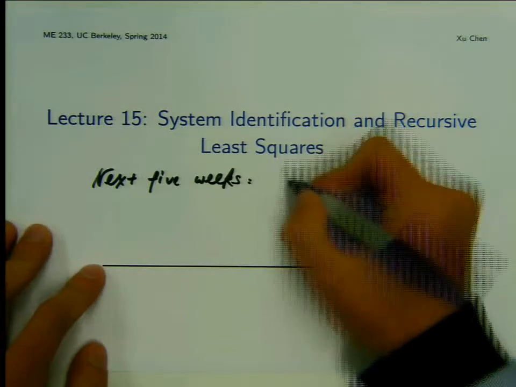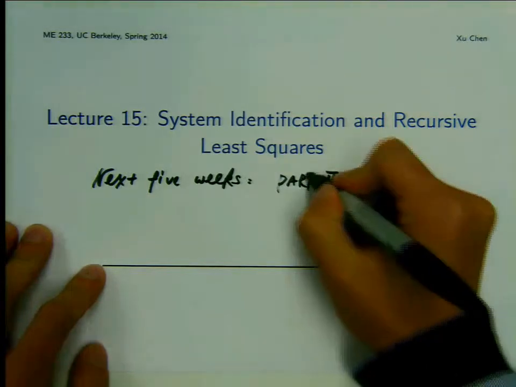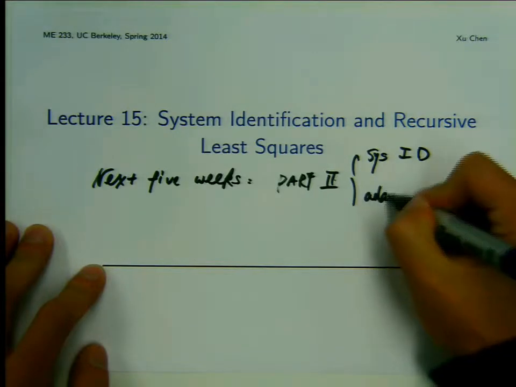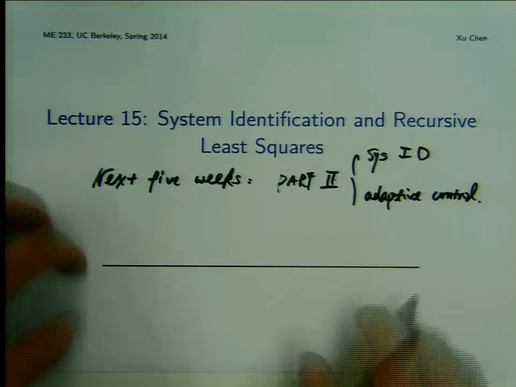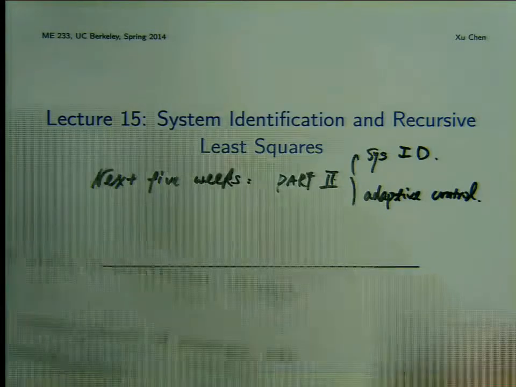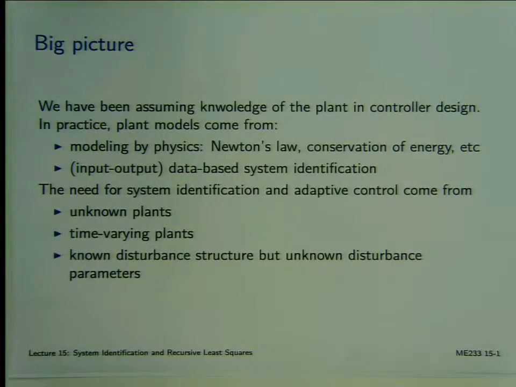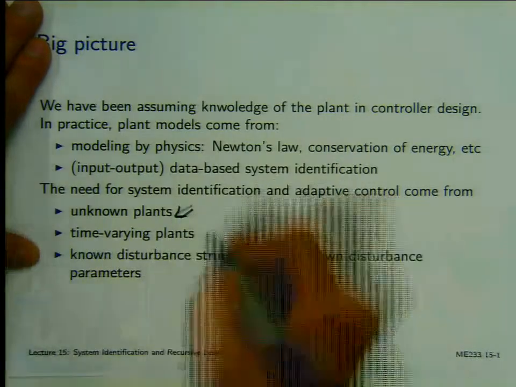We're going to talk about the second part, part 2 of the reader. Basically, it's about system identification and adaptive control. If you think about what we have learned, we have explained it last time. We have so far been assuming we know the plant when we design controllers. In practice, the plant may be unknown, or the plant may even be time varying.